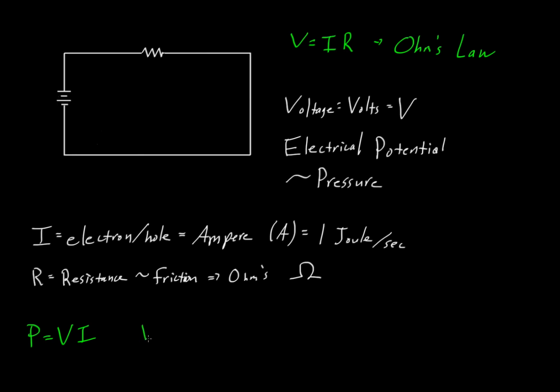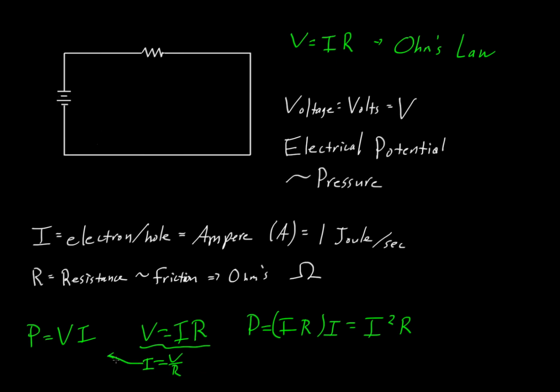Now we can do some rearranging with V equals IR. We can substitute in the IR for the V in the power term and get P is equal to IR times I, which is equal to I squared R. And we can also solve Ohm's law for I is equal to V over R. Once again, we can substitute that into the power equation and get P equals V times V over R, which is equal to V squared over R.